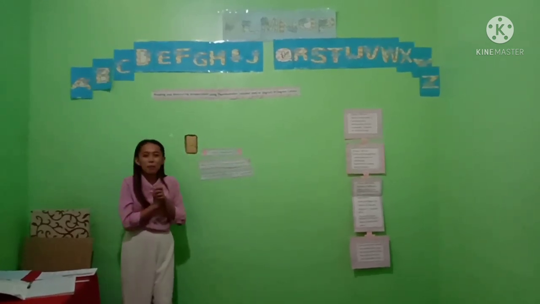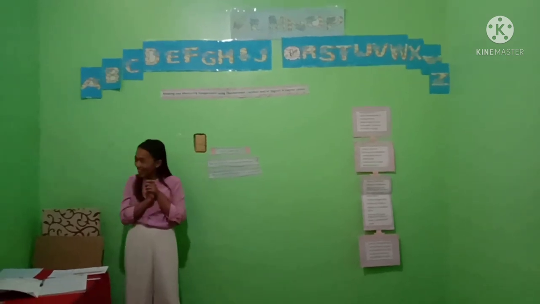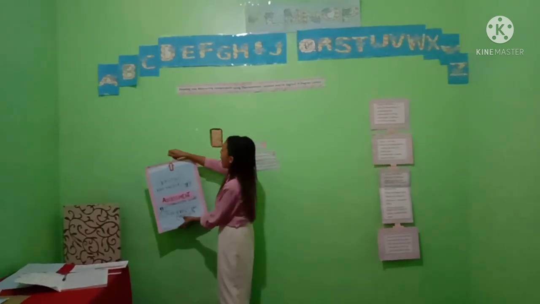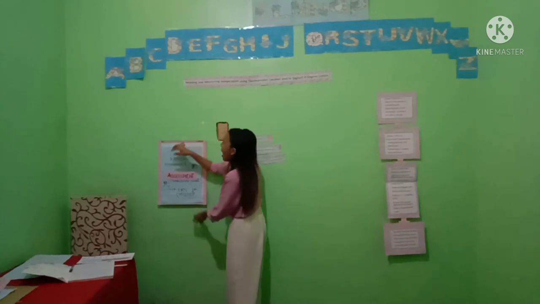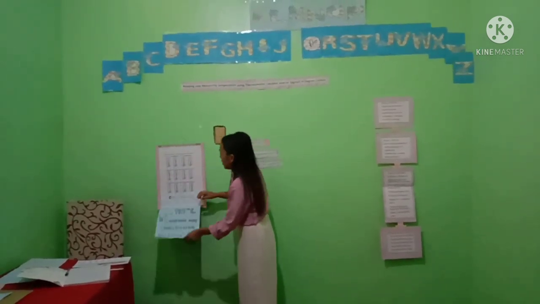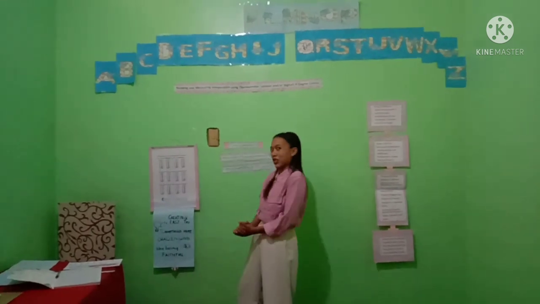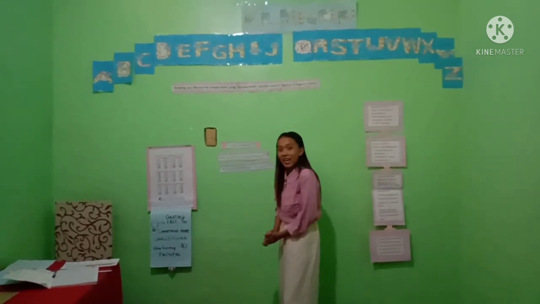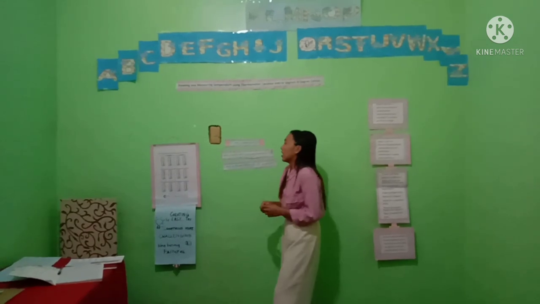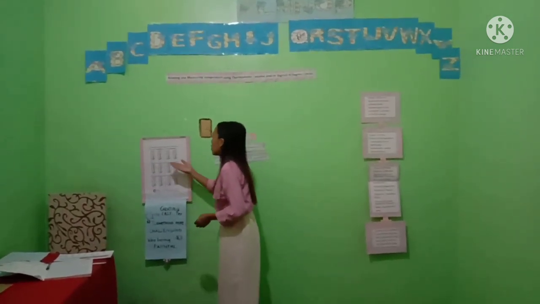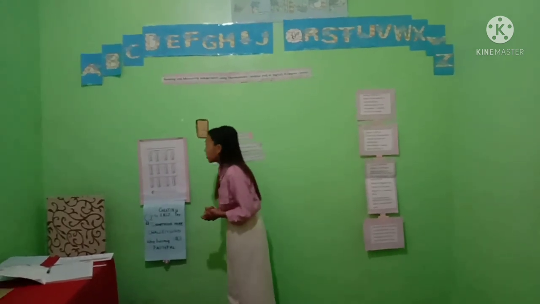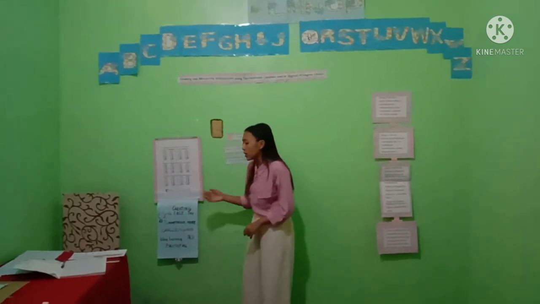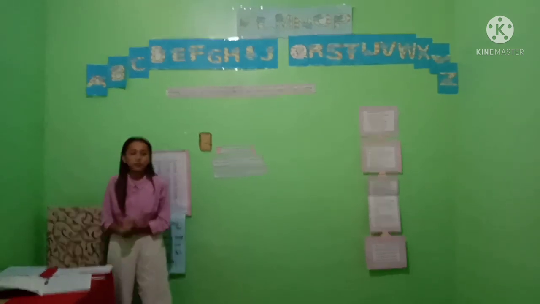Okay, class. Before we end our topic, I will give you a short quiz. Get a 1/4 sheet of pad paper and answer the following questions. Again, I have a teacher's reminder: cheating is easy. Try something more challenging like being faithful. So, don't cheat. Answer the following questions. Circle the correct temperature and write the temperature. I will give you 10 minutes to answer the short quiz. You may start answering.